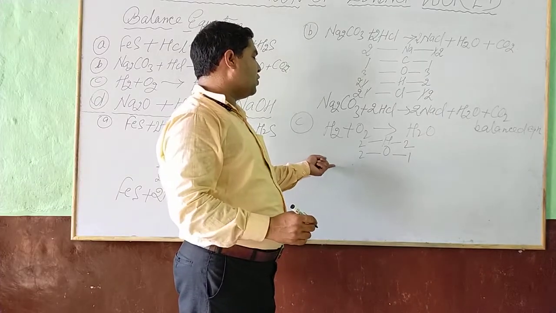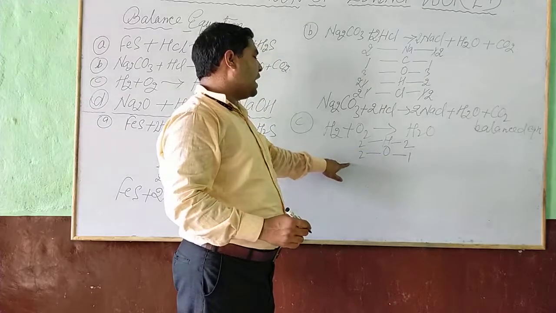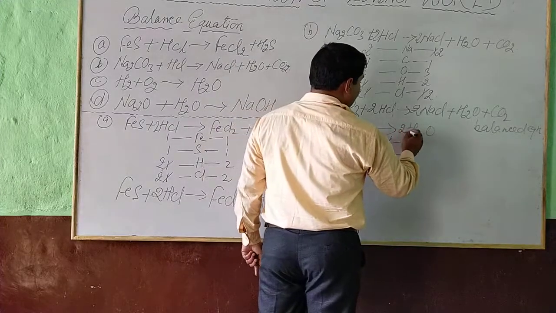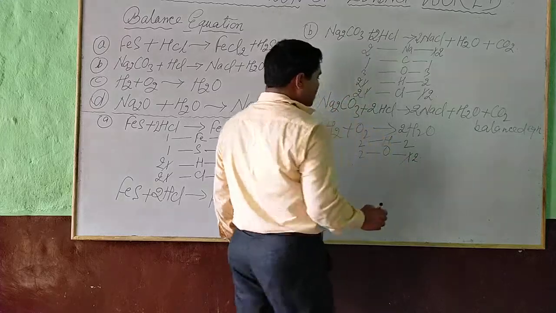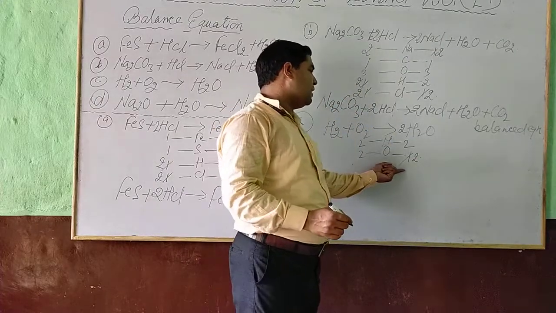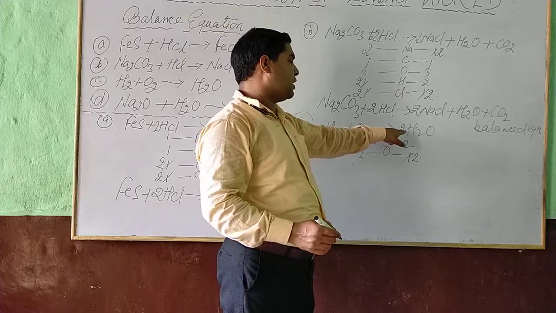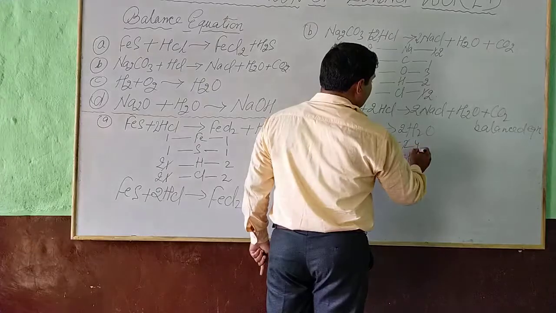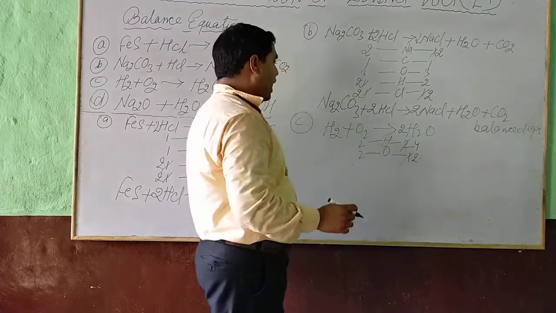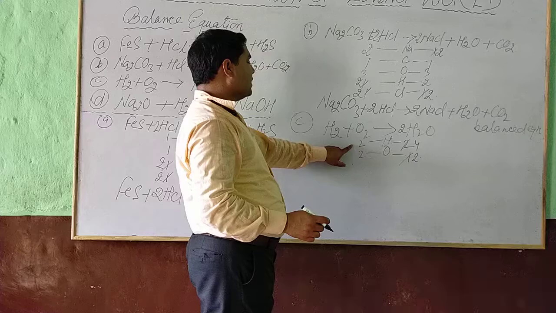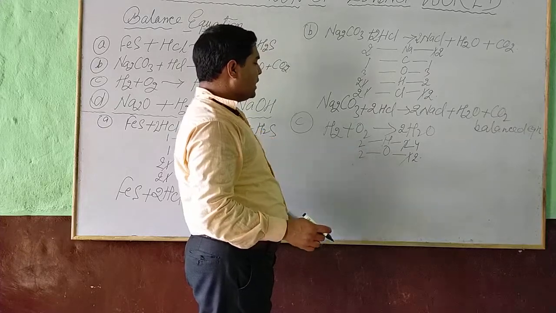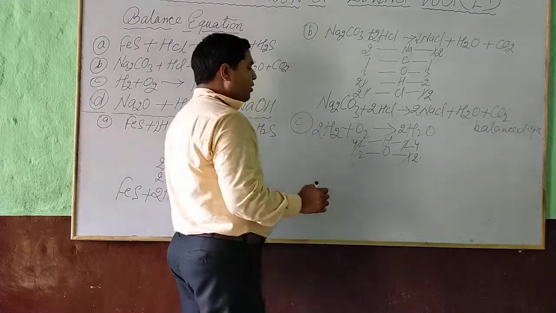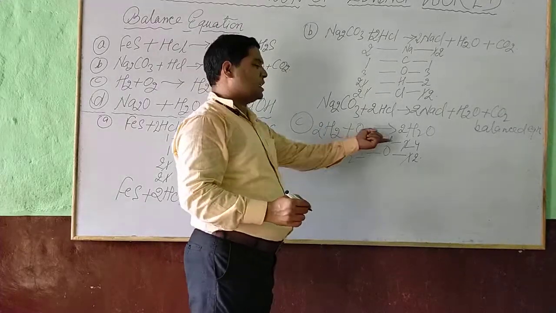So what we will do, we will balance the atom of oxygen. We will put here 2, and this way the number of oxygen is being balanced on both sides, 2, 2. But at the same time the number of hydrogen increased, and it became 2 into 2, 4, and now we have to balance the atom of hydrogen in the reactant side. So we will put here 2, and this becomes 4, and the equation is being balanced.